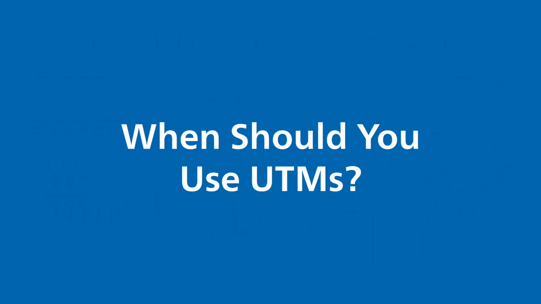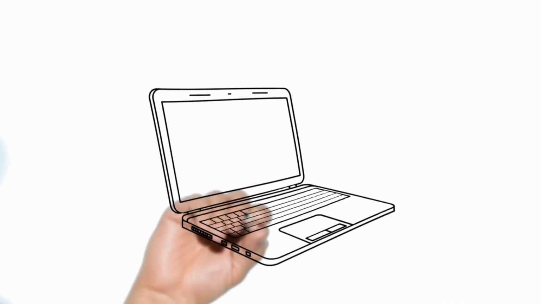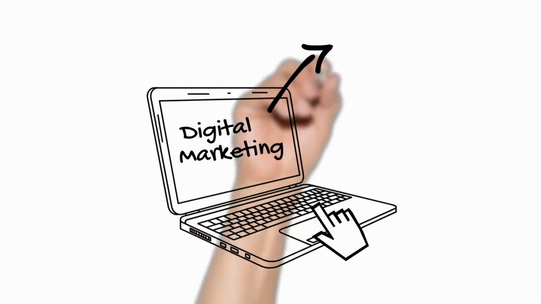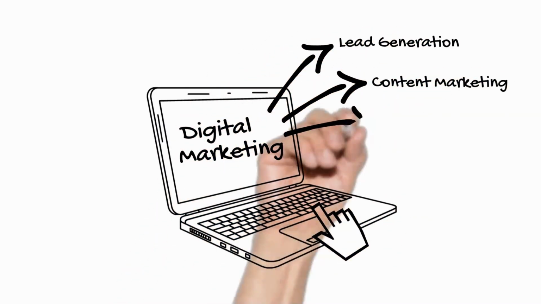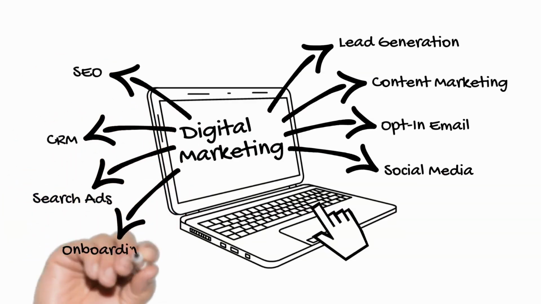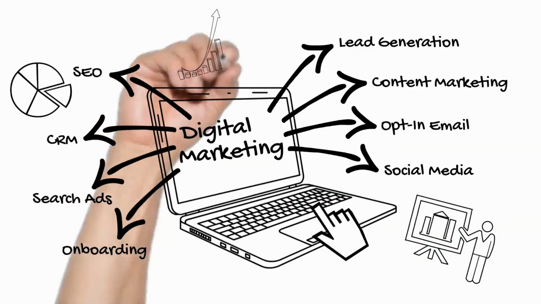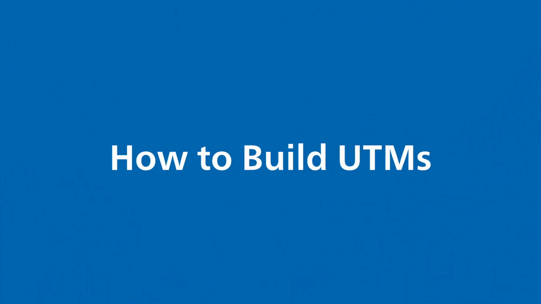So, when should you actually use UTM parameters? You should use UTMs anytime you need precise, reliable attribution. That includes paid advertising, email campaigns, landing pages shared across multiple channels, and links that originate outside the browser, like PDFs or apps. Without UTMs, GA4 often has no choice but to label these sessions as direct traffic, which makes campaign analysis nearly impossible. Using UTMs ensures that your traffic lands in the correct source, medium, and campaign buckets every time. Now, let's talk about how to build a URL correctly.